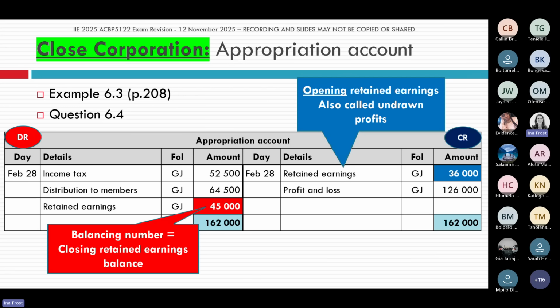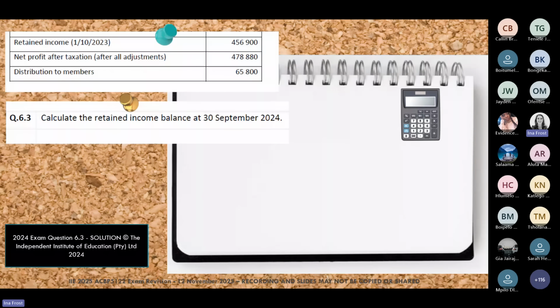Now, in last year's exam, they asked the student to do the appropriation account, but instead of saying prepare the appropriation account, they changed it around a bit and they just asked the student to calculate the retained earnings. So this is what the question looked like in last year's exam paper.